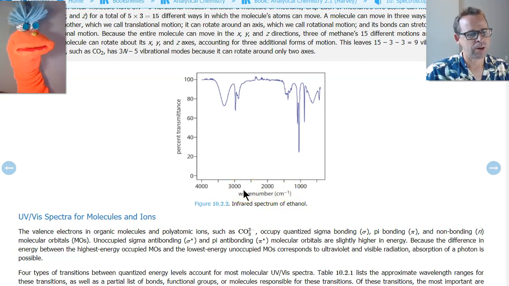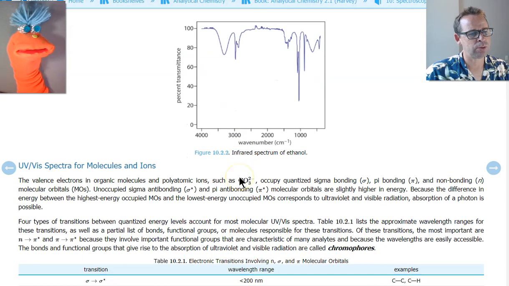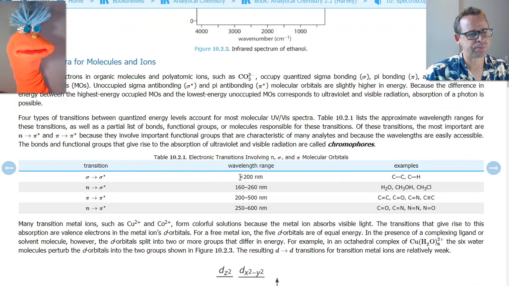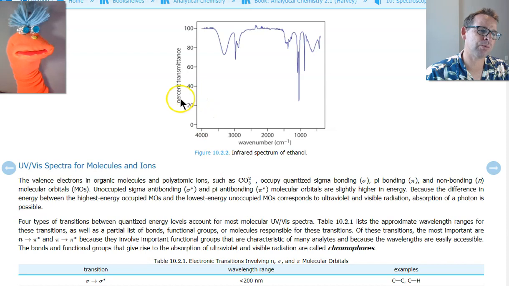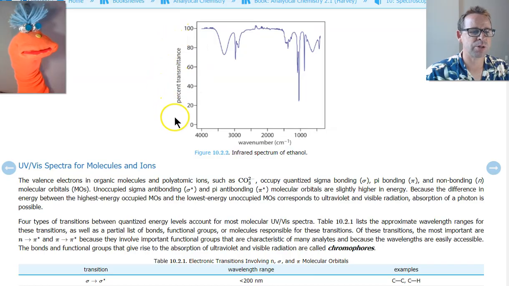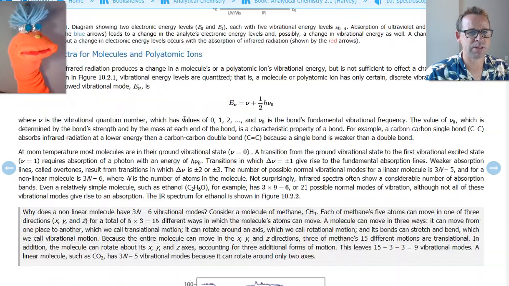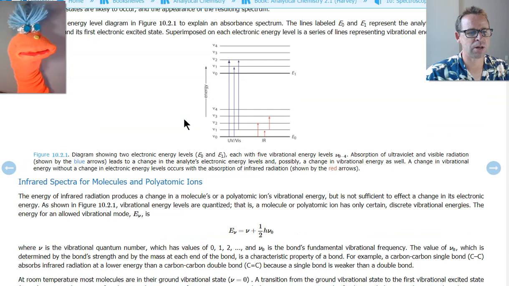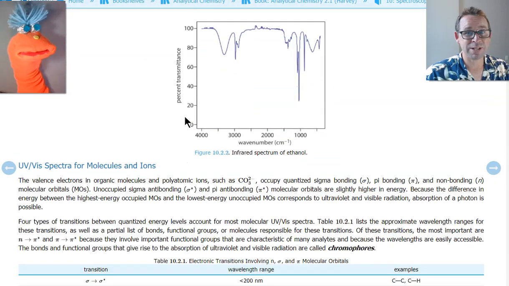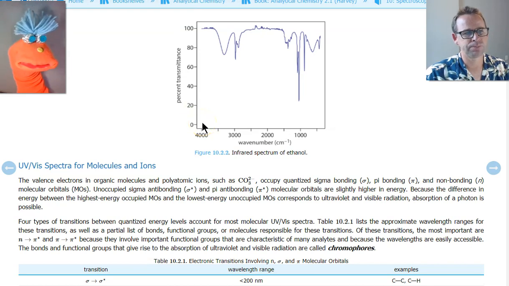And also, you want to pay attention to your y-axis here, because this is in terms of percent transmission, right? Percent transmission. Now, transmittance. We talked about the relationship between transmittance and absorption a while back. Do you remember that? I'm not sure that I do remember that.